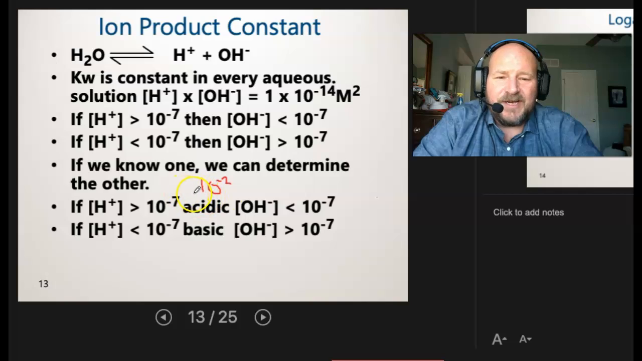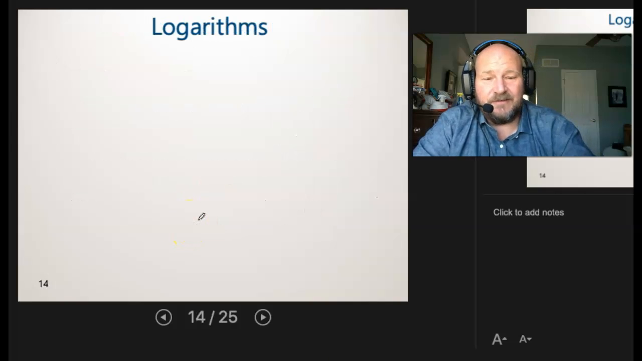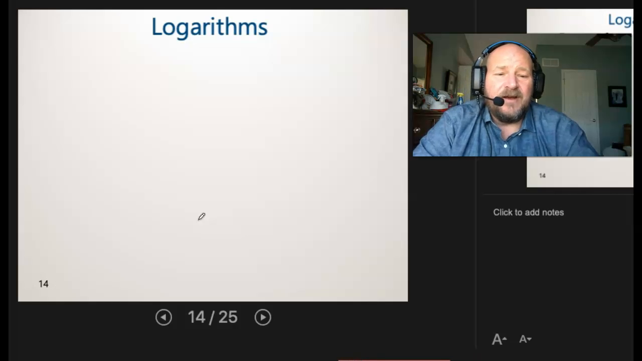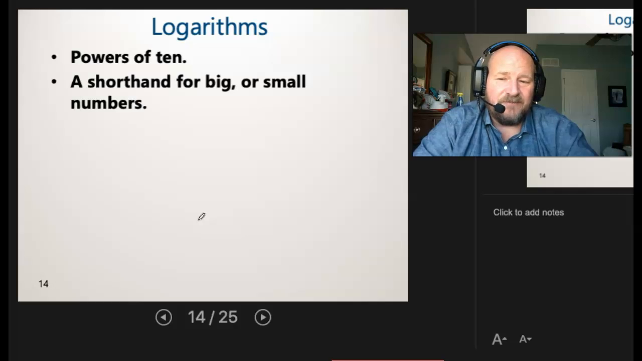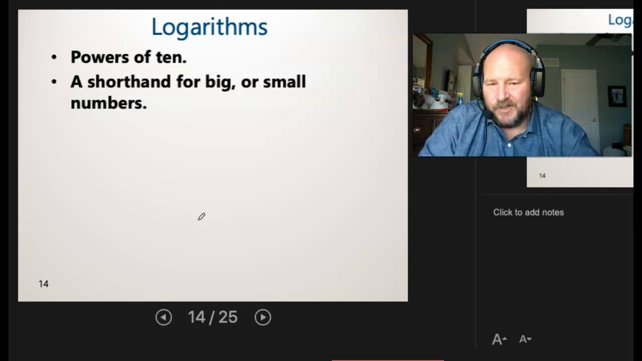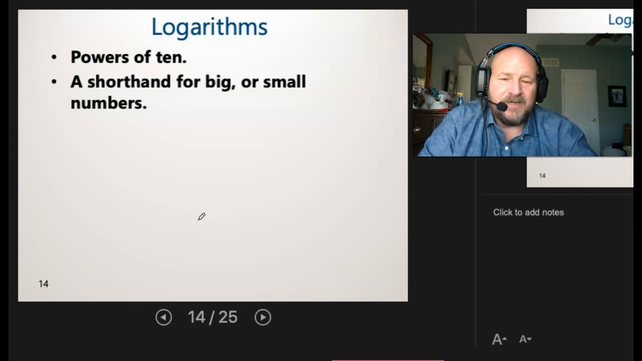Now, in order to get to pH and use these really small numbers or really big numbers, we'll use what we call logarithms. All logarithms are is a method of using the power of 10. And this way we can take a really big number, or as in the case we're dealing with right now, a really small number, and make it manageable using a shorthand tabulation.